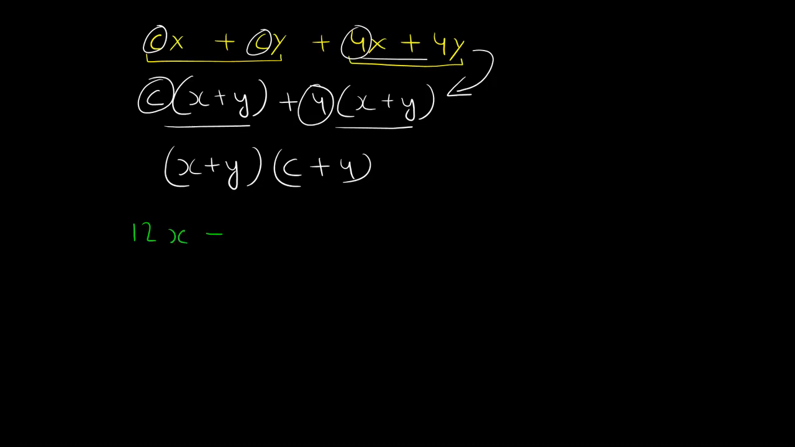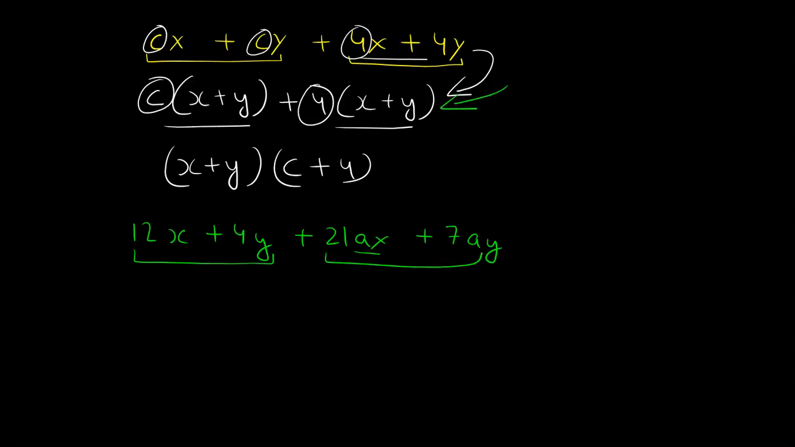So we have 12x plus 4y plus 21ax plus 7ay. Don't get confused why there are so many variables. Simply follow that this is our first term, this is our second term. Make them into the parenthesis form like this, and then try to simplify it to the final one. So pause the video and try it yourself first. Okay, so I hope you have tried at least the first step.